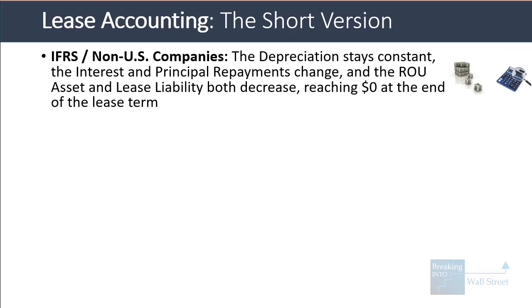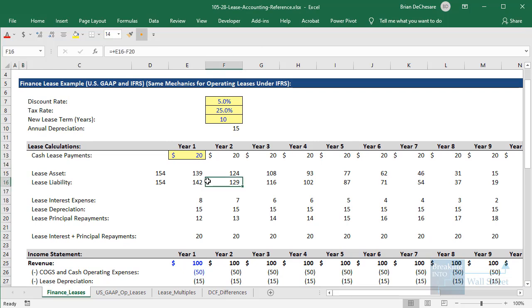Under IFRS, for non-US based companies, the depreciation stays constant, the interest and principal payments change each year, and the right of use asset and the lease liability both decrease, reaching zero at the end of the lease term. And I have an example here so you can see the treatment under IFRS.